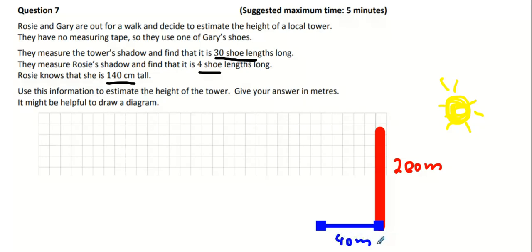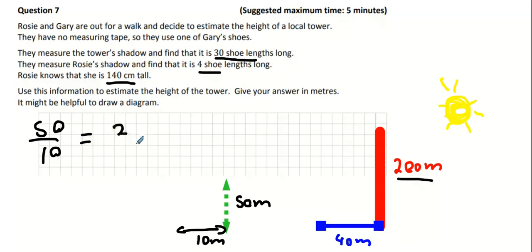If we had a smaller object further away, for example this green line here, and the object is 50 meters, then 50 meters is 1/4 the height of 200 meters. This means the shadow would be 1/4 of 40, which is 10 meters. Essentially, 50 over 10 is in the same ratio as 200 to 40. And that's the type of trick we're going to use for question 7.